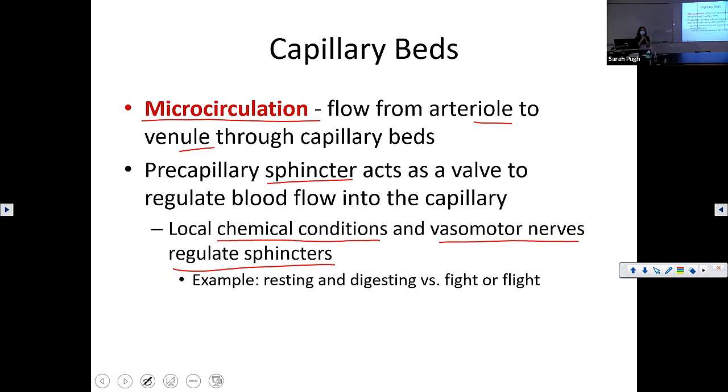But all those sphincters that are going into, for example, the GI tract, you don't need to worry about digesting your food when you've got to run away. Those are going to close. Okay, so this is why we say that it's local chemical conditions and vasomotor nerves that are going to regulate those pre-capillary sphincters.